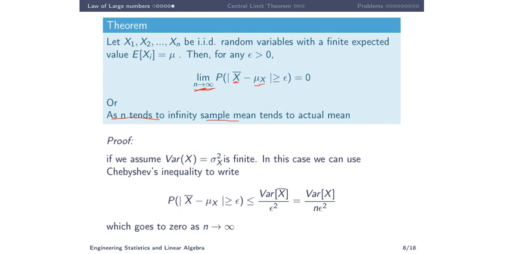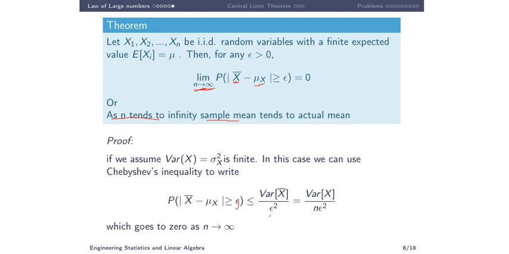The proof for this statement is simple. There is something called Chebyshev's inequality, which says that the probability of something greater than or equal to epsilon is always less than or equal to the variance divided by that particular term.